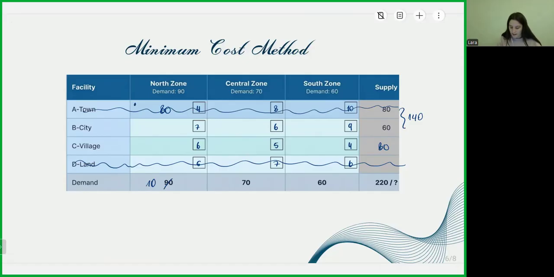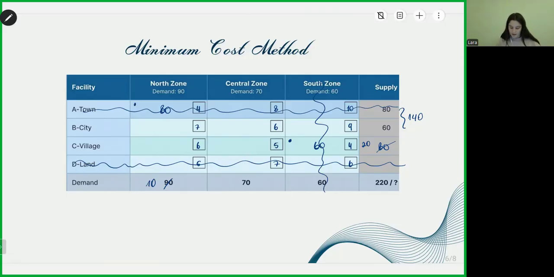Again, we have a 4 and this 4 is here. Okay, and then I'm going to look at 80 and 60. Which one is smaller? 60. So I'm going to write 60 here. I'm going to cross South Zone out. But then I have to also write here that I can supply 20 more.